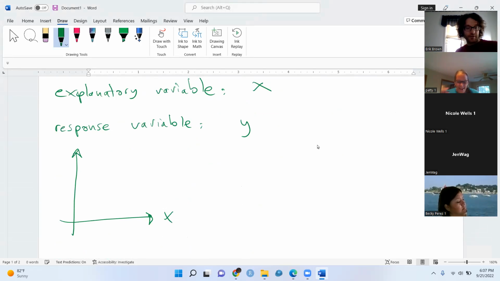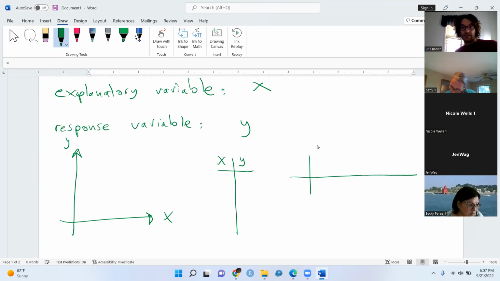Here's how things show up graphically. If we hand you a graph, the x-axis, whatever that's defined as, that's the explanatory variable. The y-axis is the response variable. If we give you a table, x is always the first column, y is always the second column. If the table is set up horizontally, x is always the top, y is always the bottom. What's happening here is we are pairing these two variables together as an XY ordered pair.